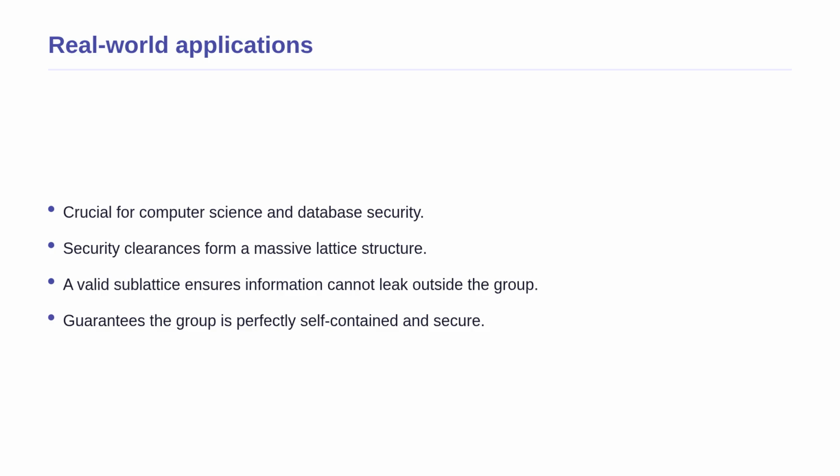Now that we've seen the math, you might wonder why this matters. Understanding sublattices is incredibly important in real-world applications like computer science, specifically in database security and access control. Security clearances often form a massive lattice structure, ranging from public data at the bottom to top-secret data at the top. If a specific group of users and files forms a valid sublattice, system administrators know for a mathematical fact that information flowing between these users will never accidentally leak to a higher or lower security tier outside their group.